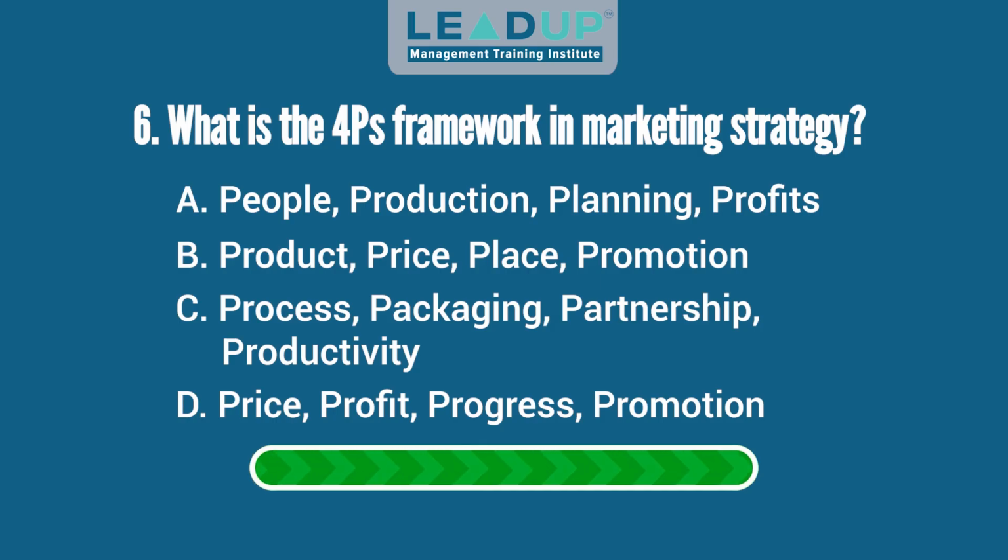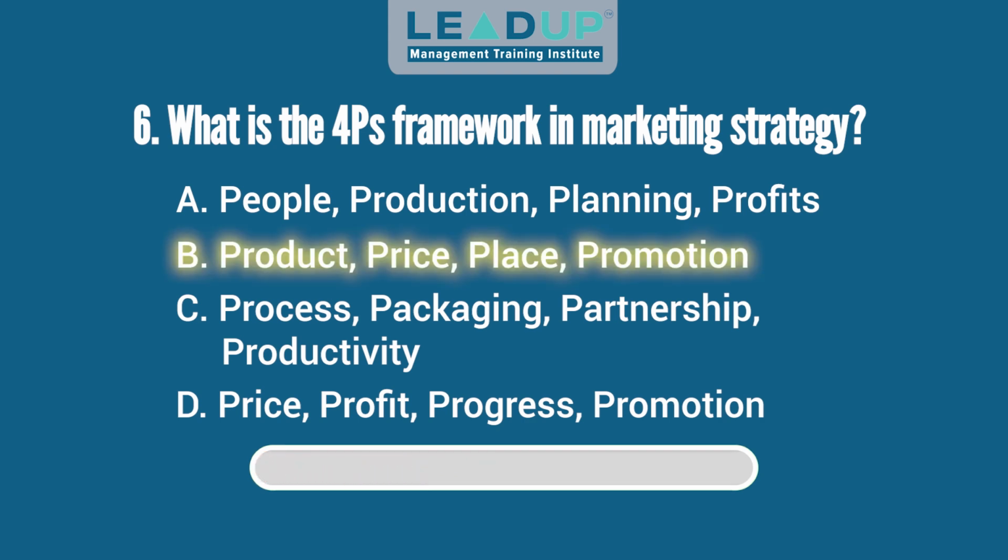Question 6. What is the 4 Ps framework in marketing strategy? A. People, production, planning, profits. B. Product, price, place, promotion. C. Process, packaging, partnership, productivity. And D. Price, profit, progress, promotion. Answer. Product, price, place, promotion.